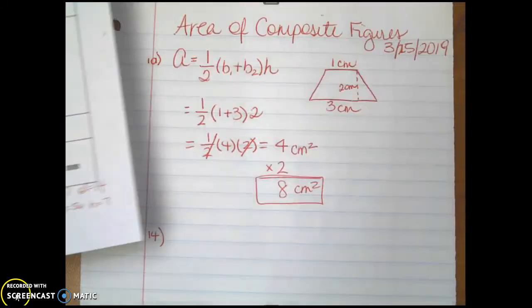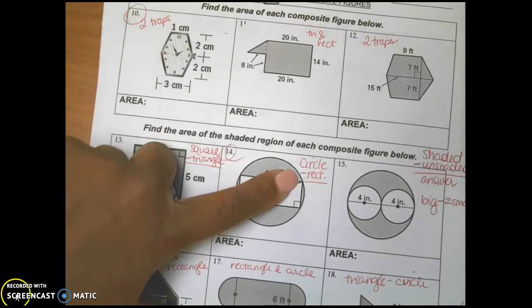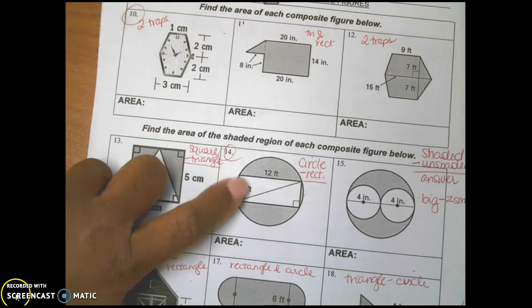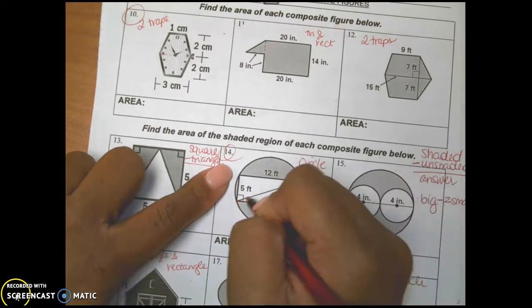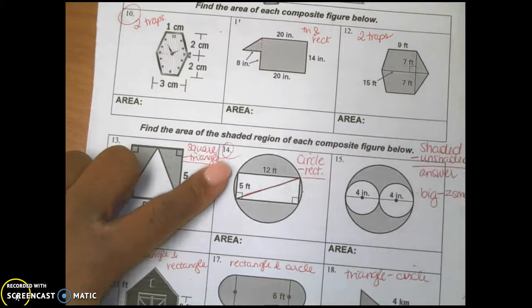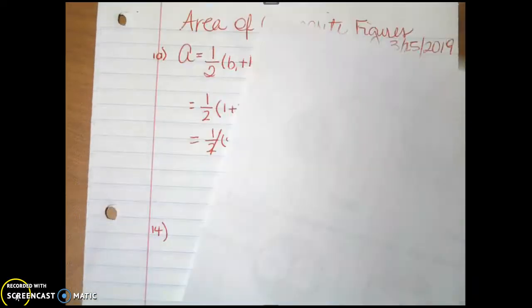Okay, question 14. I have 5 feet by 12 feet. This is a right triangle, and it's also a rectangle with its twin on the other side. Because they don't give me the diameter, which is this measurement right here, I have to find it. You don't know how to do this yet, but you will learn how to do it in 8th grade, so I'm just going to do it really quickly.